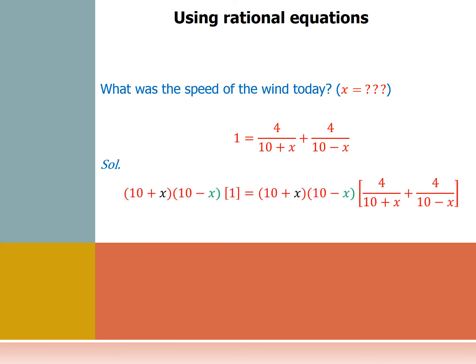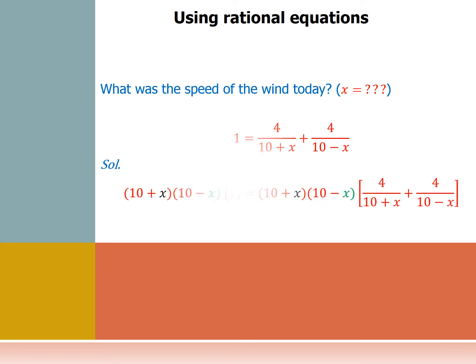Multiply both sides of the equation by 10 plus x multiplied by 10 minus x to get rid of the denominators. So this is the first step. Multiply the whole equation by 10 plus x times 10 minus x to get rid of the denominators here. So the first part, 10 plus x times 10 minus x times 1, is equal to 10 plus x times 10 minus x, and here we have 10 plus x times 10 minus x times the second expression.